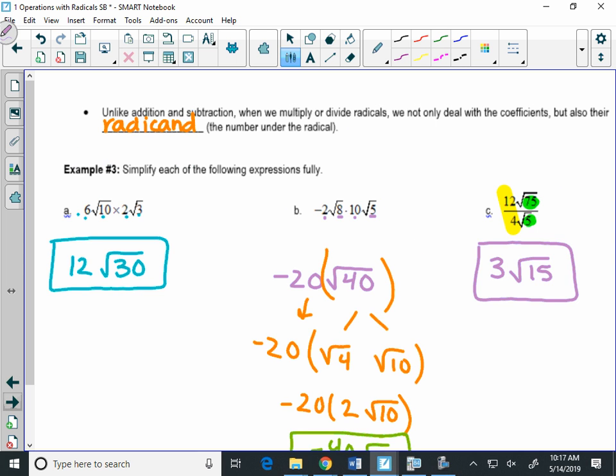When you multiply and divide radicals, you multiply the numbers out in front, and you multiply the numbers on the inside. They can be different when you multiply and divide. They have to be the same when you add. Good question. Other questions?